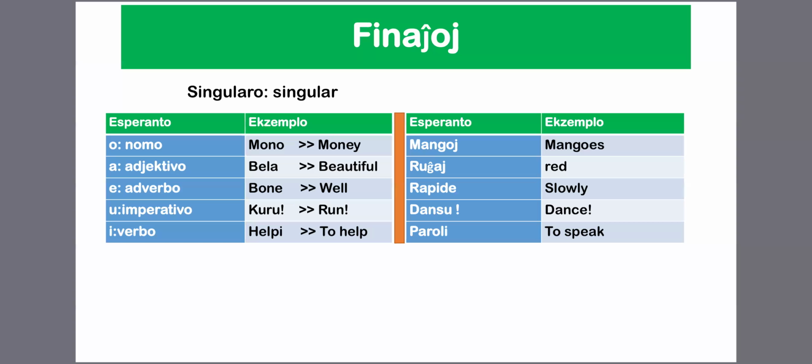It's a noun. This is a verb. This is an adjective. This is an adverb. This word is in present. This word is in past. This word is in future. So all the things that we have seen, they are finajoj, and they give you the picture to say this is a noun or this is an adjective.